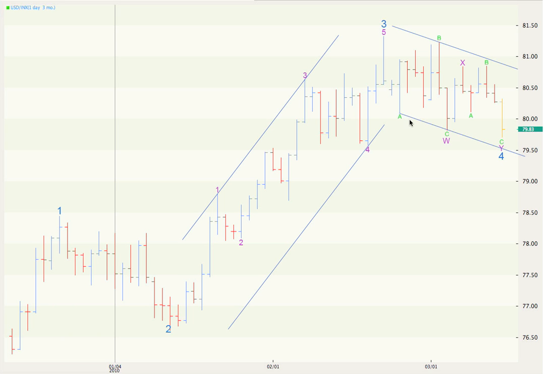This is Elliott's channeling technique, these blue lines drawn on this combination correction here, and I place a lot of weight on it because it works so well. I'm not going to call a final end to wave 4 blue until we see comfortable movement above the upper trend line of this parallel channel.